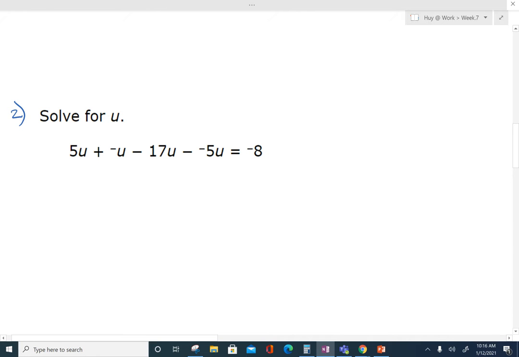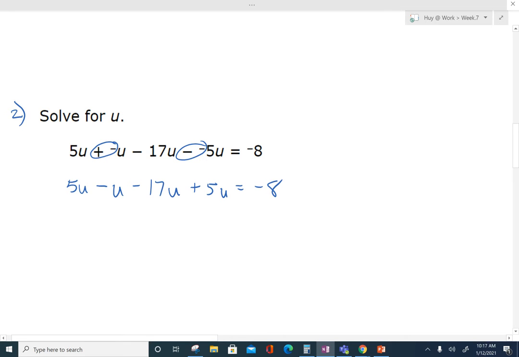So in this super long equation, what we're going to do is simplify it to make it manageable. I want to get rid of these double signs here, so it's going to be a review of 7th grade skills. We have 5 unicorns. If we add a negative, that's the same as just minusing a unicorn. So 5 unicorns minus a unicorn minus 17 unicorns. Subtracting a negative is the same as adding a positive, equals -8.